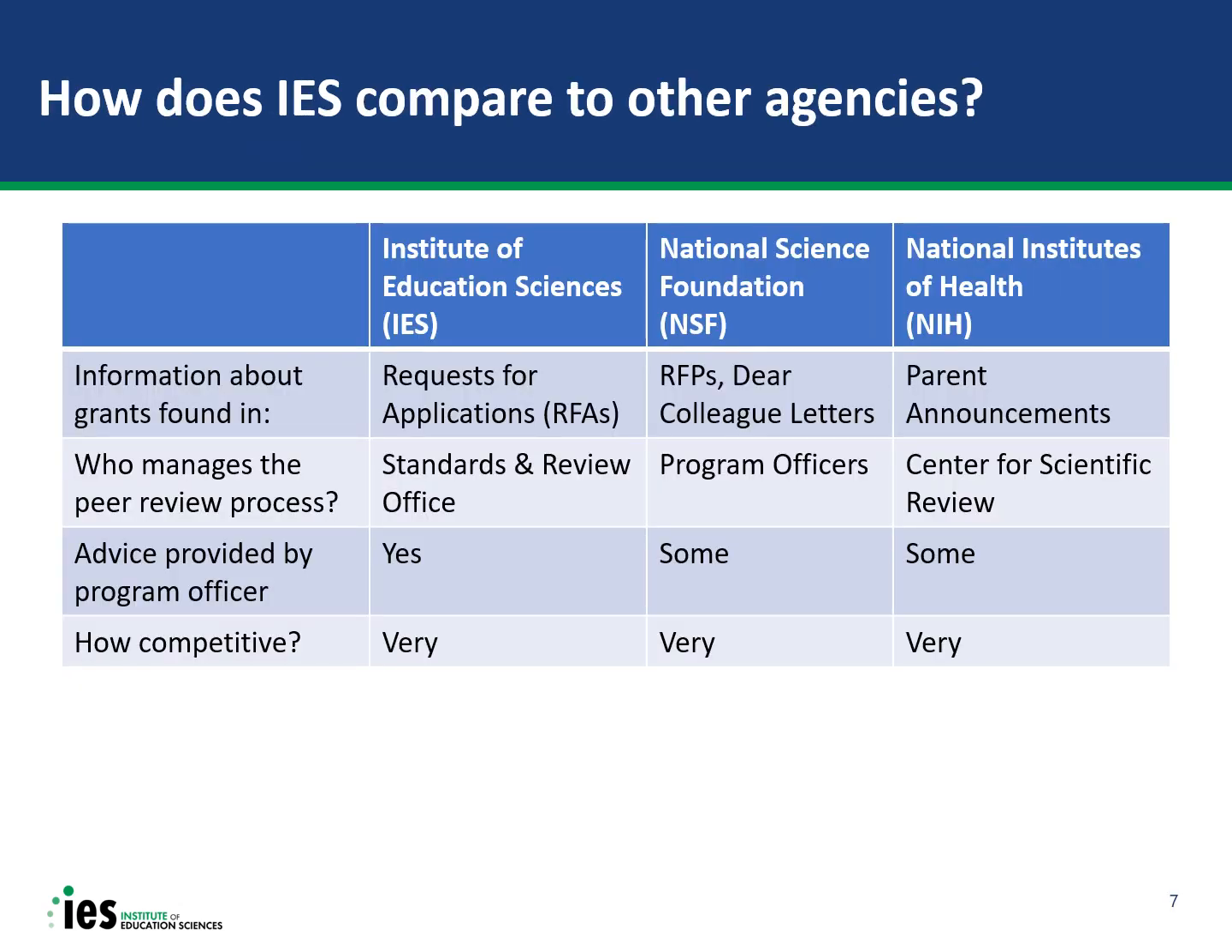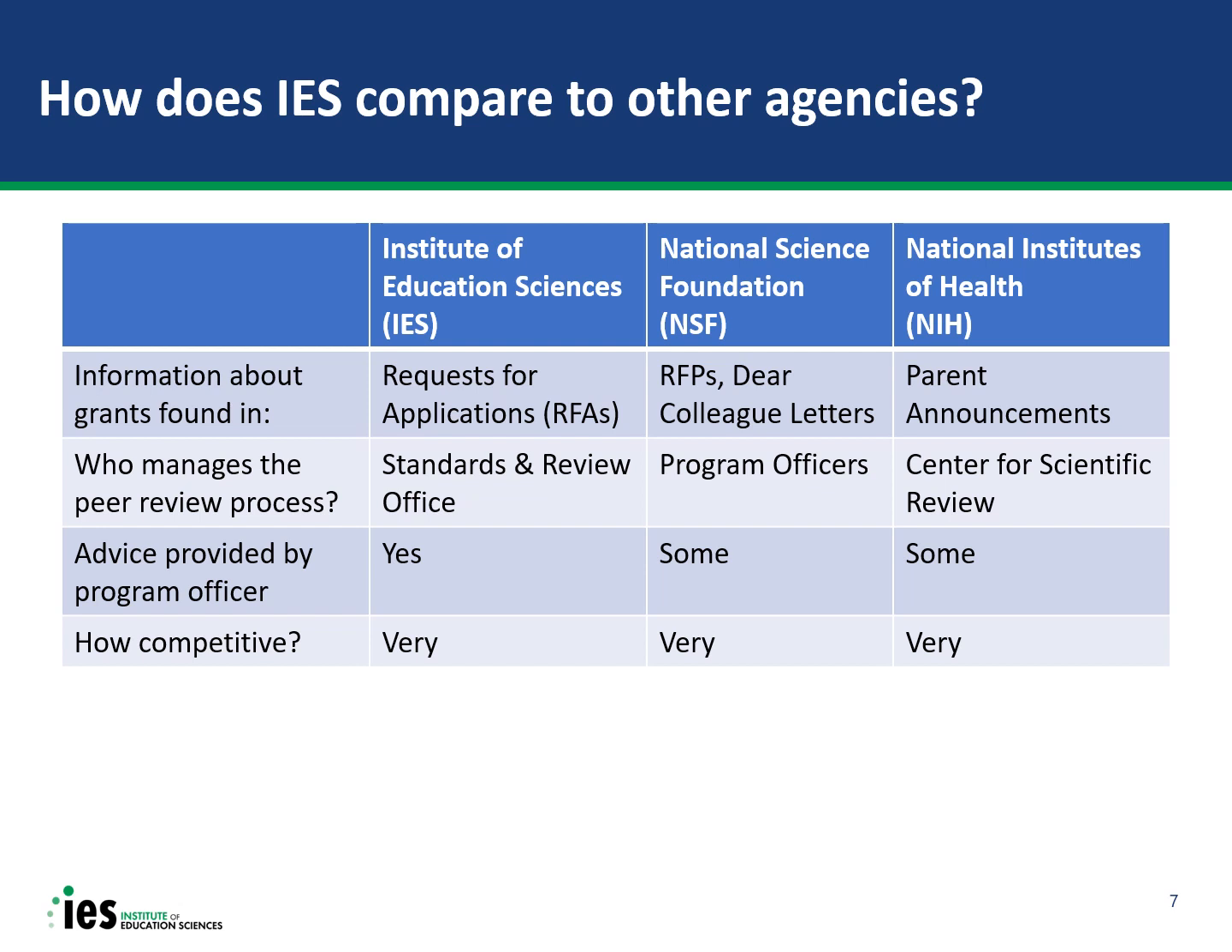How does IES compare to other agencies? Similar to other federal funding agencies, IES supports rigorous research at all stages, including basic research, iterative research to inform research and development of new interventions or refine existing interventions, pilot studies, and larger rigorous studies to determine efficacy or effectiveness of interventions, programs, policies, or practices.